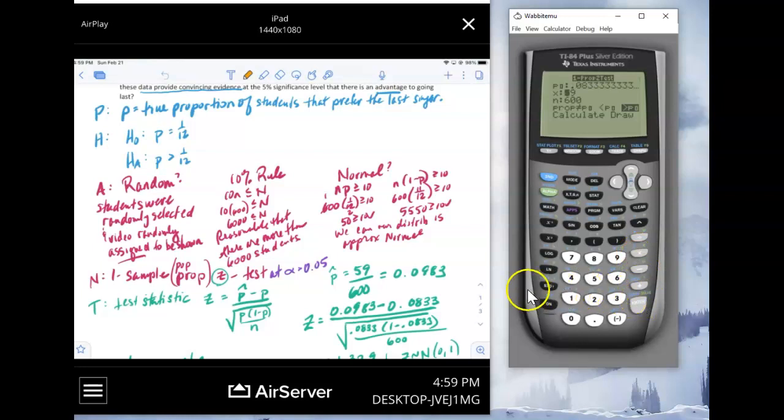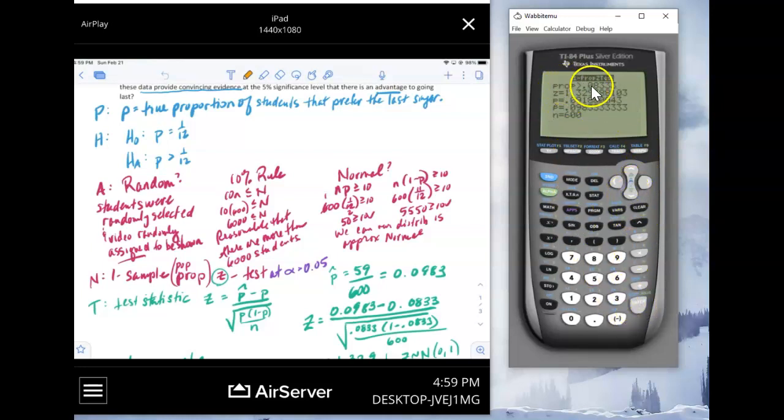And then they want to know what your p hat was. So remember that I wrote it over here. So I'm going to write it, they want it as a fraction, so 59 out of 600. And then the last thing is they want to know what type of test were you running? What did your alternative look like? Was it not equals? Then you would choose the first one. Was it less than? Then you would choose the second one. Ours was a greater than, so I pick that one and I press calculate.